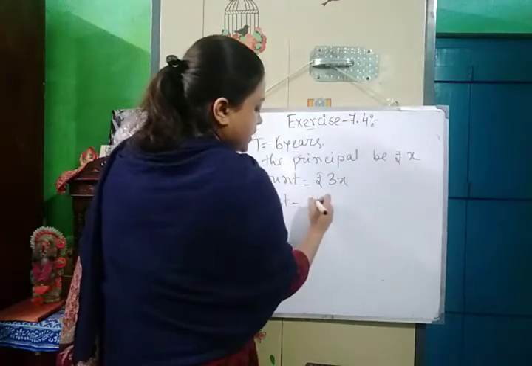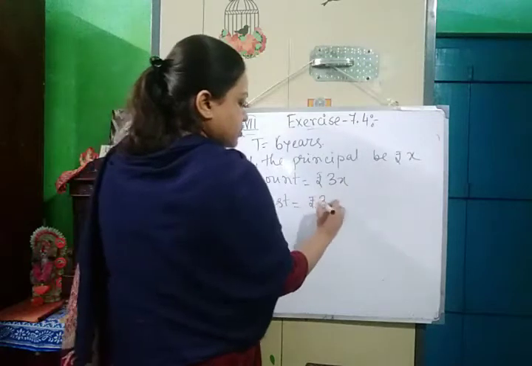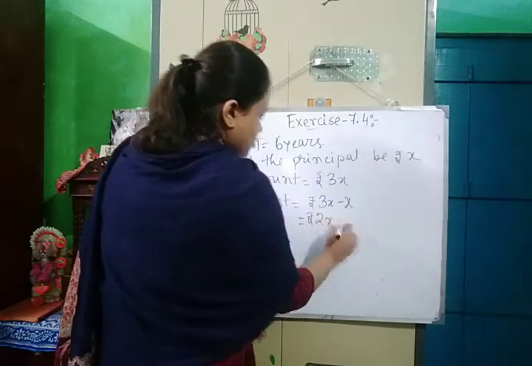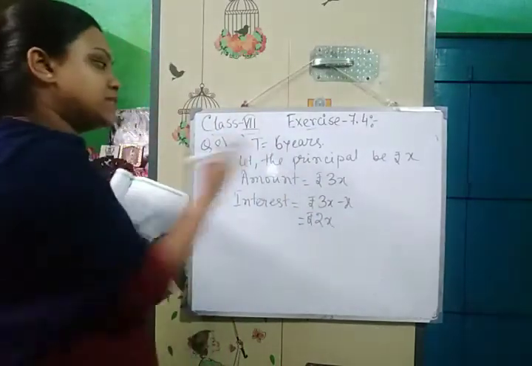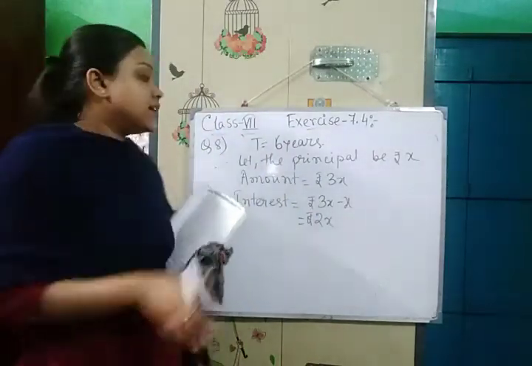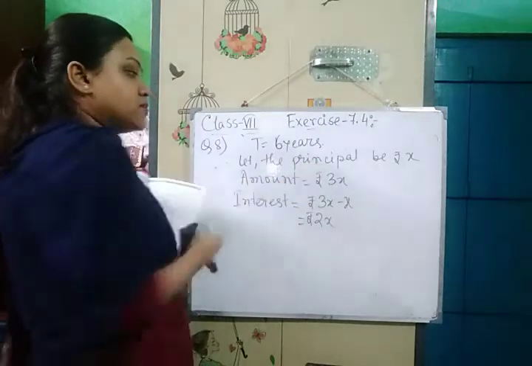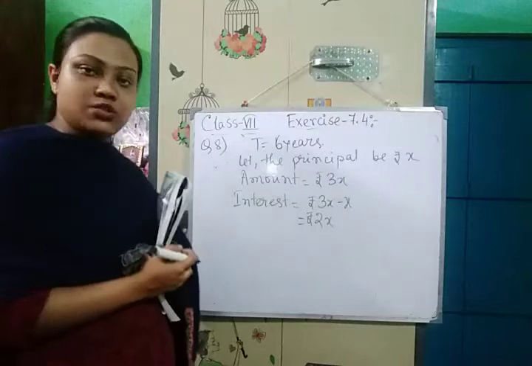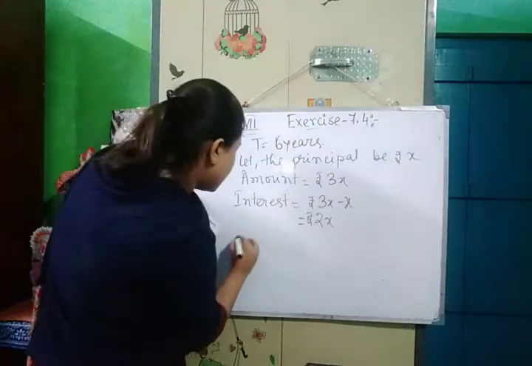Interest equals amount minus principal. So 3x minus x, that is rupees 2x. Time is 6 years, principal we have assumed rupees x. Therefore amount is 3 times the principal, that means 3x. Interest equals 3x minus x, 2x. Now we are going to find out the rate of interest.